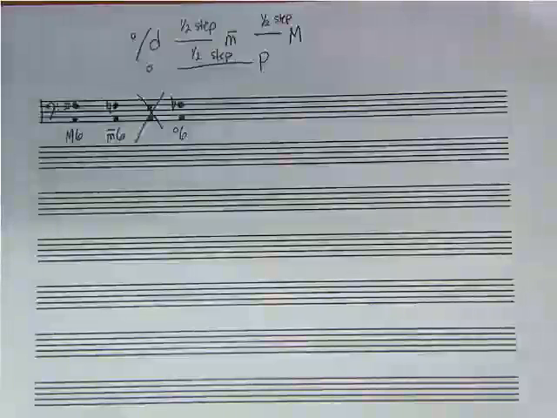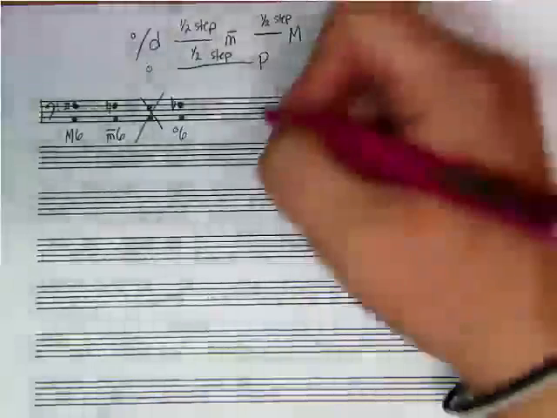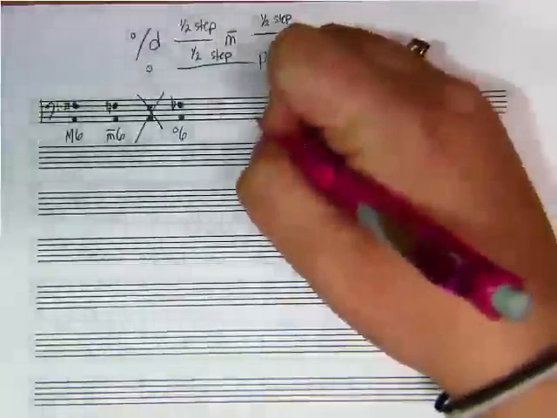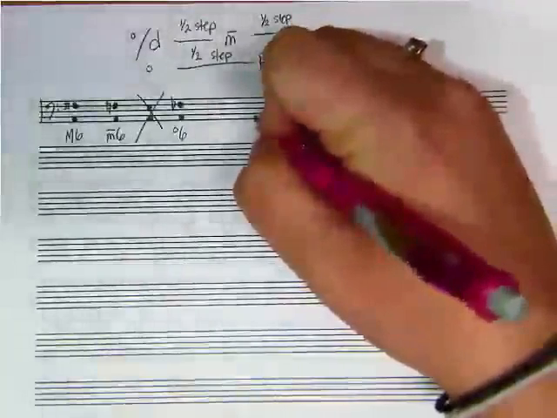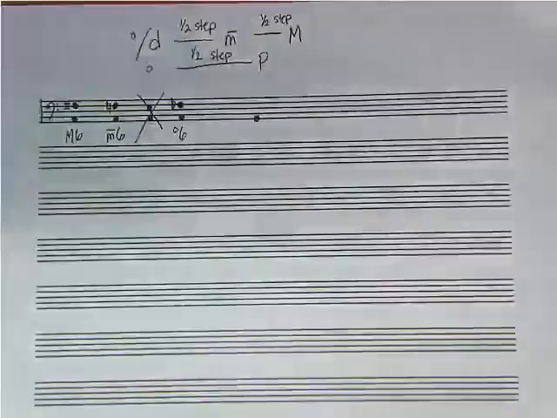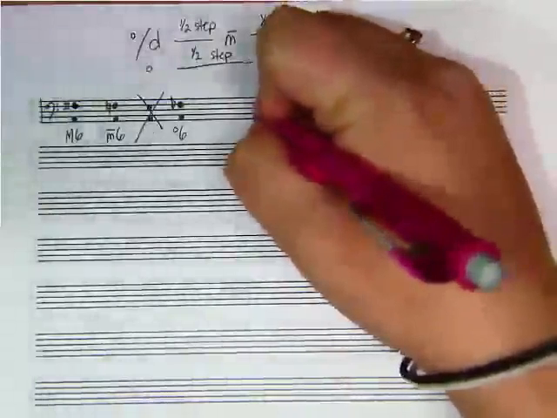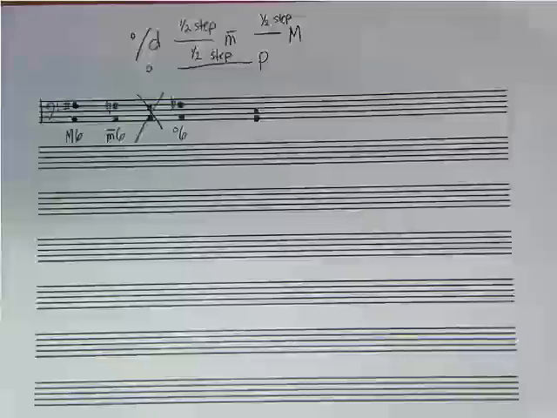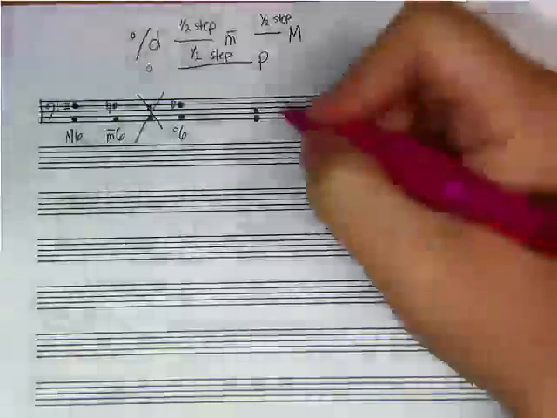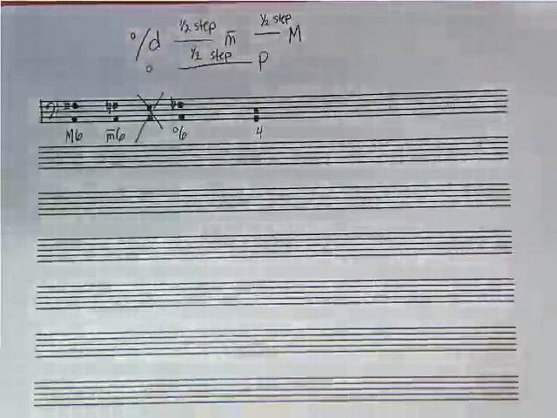So let's say I want to write a diminished fourth above G. First, I'm going to write my G. Then I'm going to count up 4. G, A, B, C. You find perfect intervals in the same way that you find major intervals. So, let's label 4 so we don't forget. There we go.